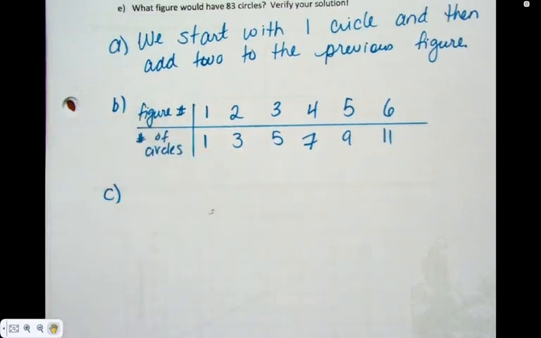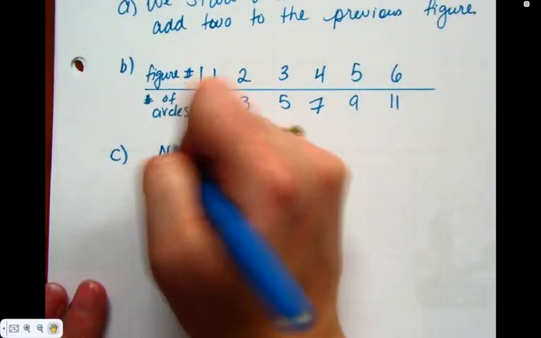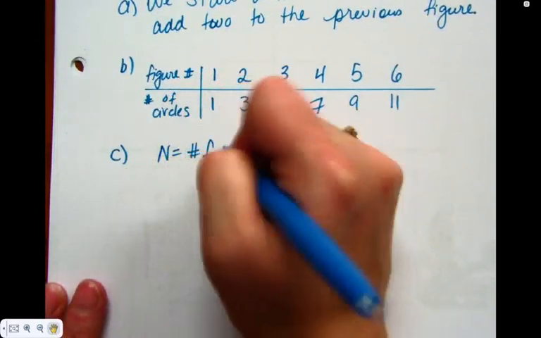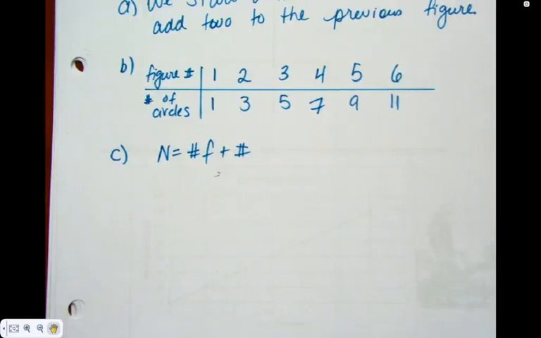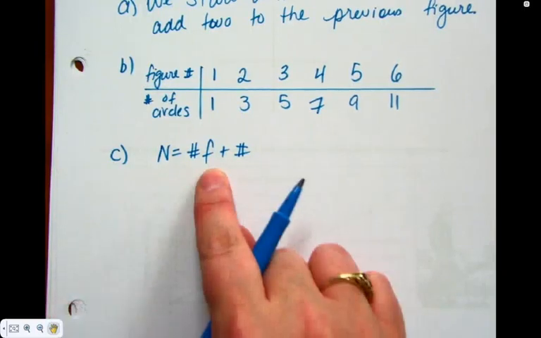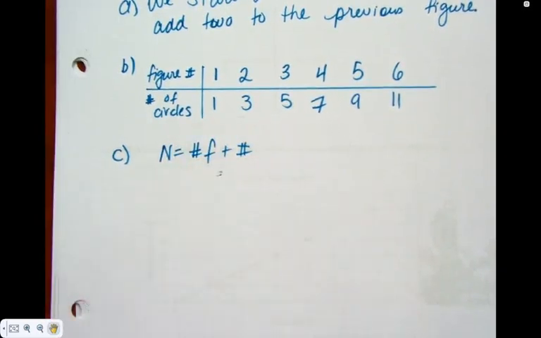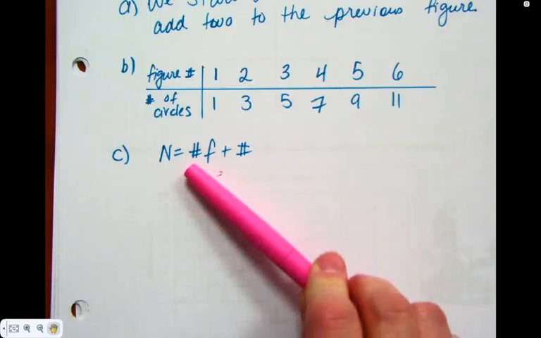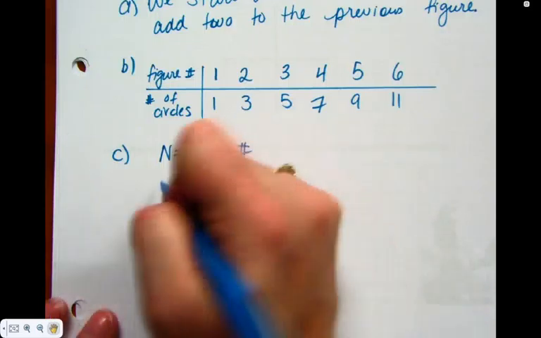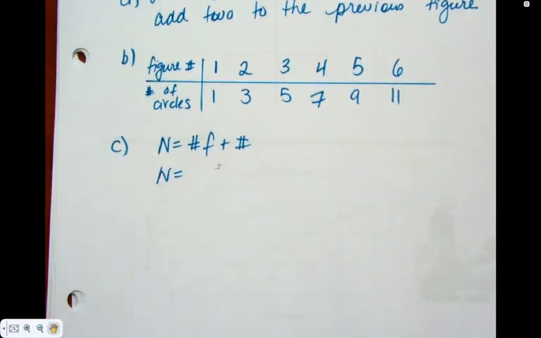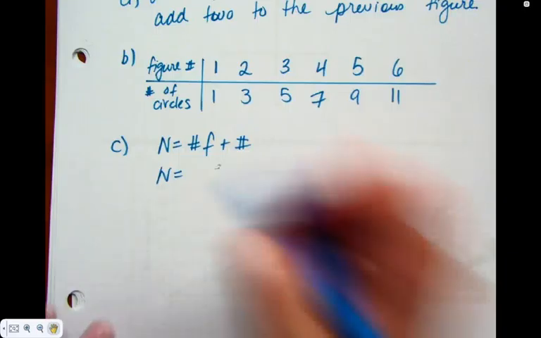C is creating that linear equation. It's always going to be number equals something times f plus or minus something. That's called a linear equation. N is the number of circles, f is the figure number. We just need to figure out the two numbers that we need to put in. Where does the number in front of f come from? How much we're going up by. How much are we adding every single time? 2.